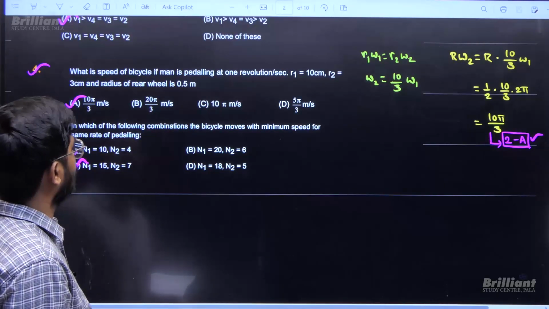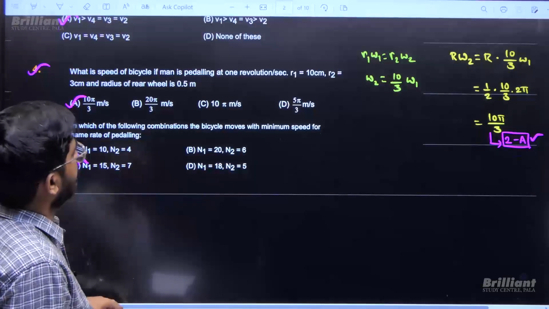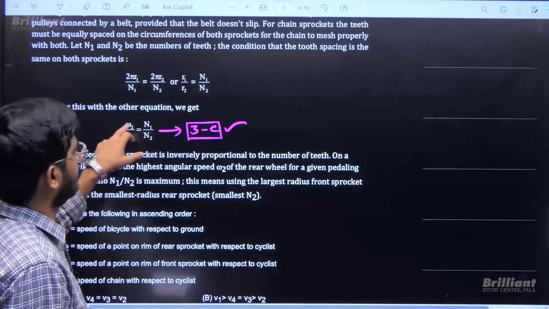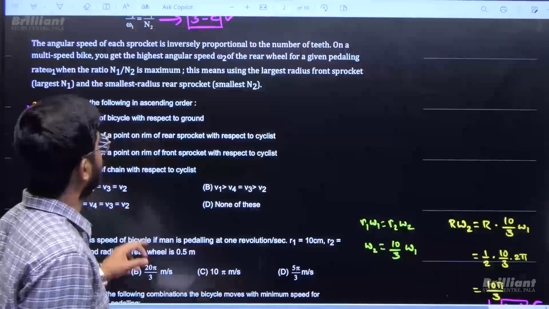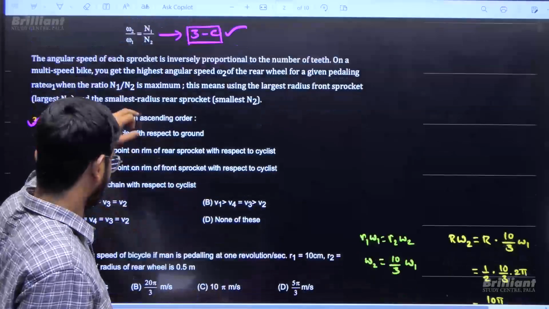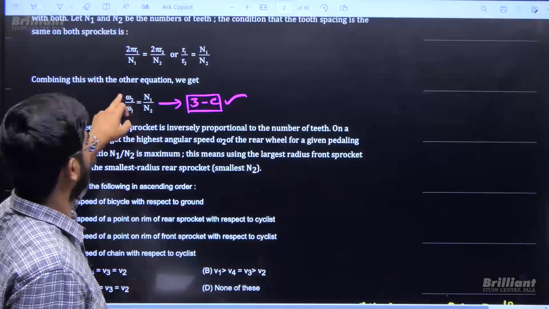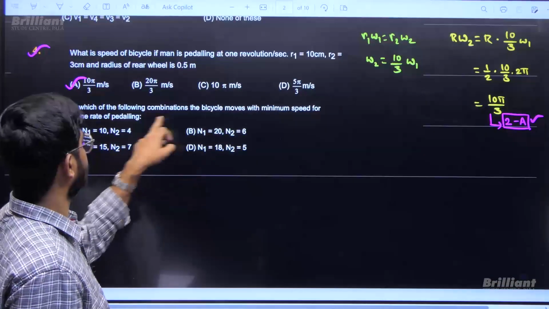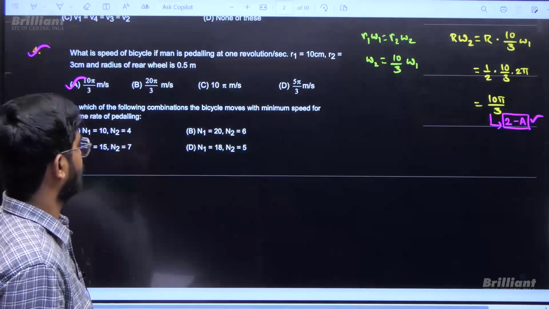In which of the following combinations does the bicycle move with minimum speed? If it has to move with maximum speed, n1 by n2 should be maximum. Speed depends on omega 2: more omega 2, more speed. Here they are asking for less speed for the same omega 1. So if omega 2 has to be minimum, then n1 by n2 has to be minimum. From these options, figure out which option has n1 by n2 minimum. That will be the required answer.